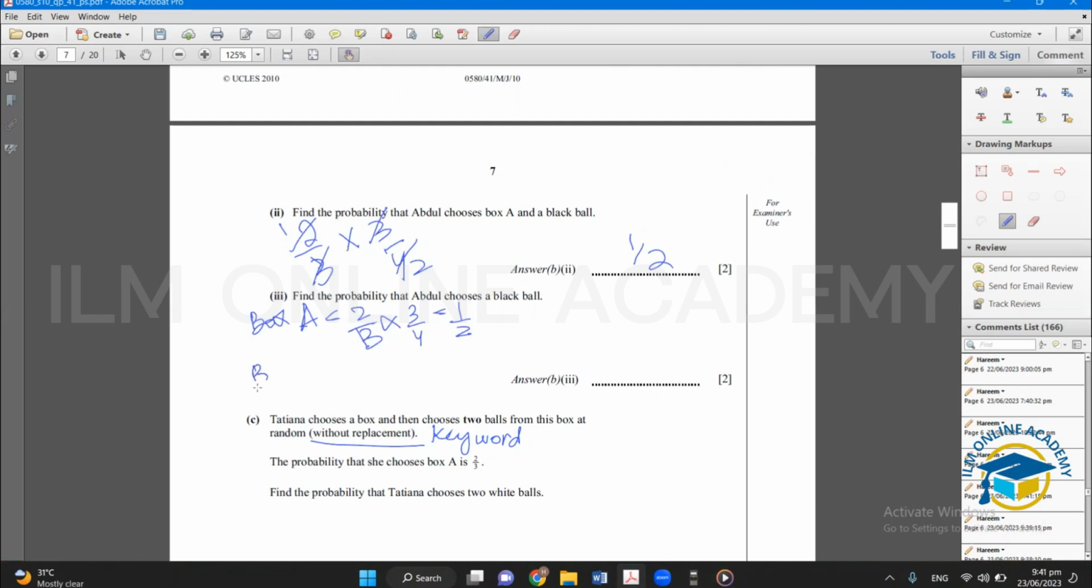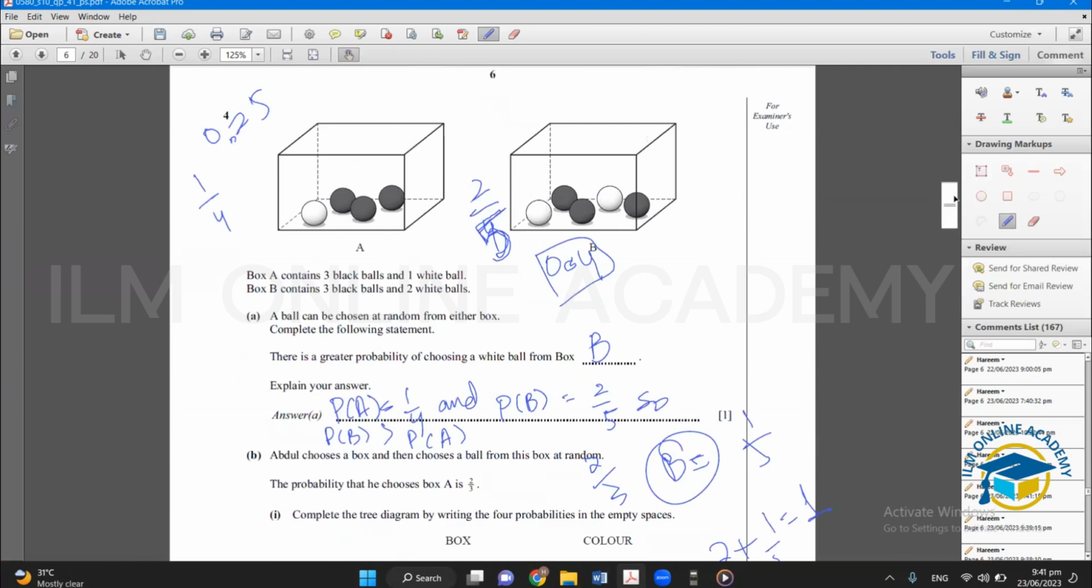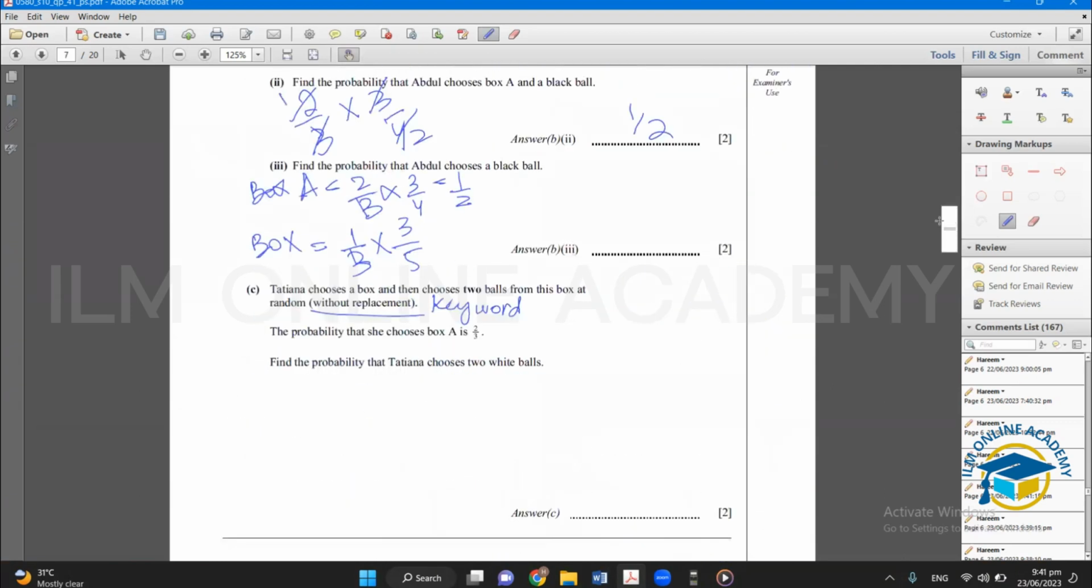And box B equals 1 over 3 multiplied by 3 over 5, because box B contains 3 black balls out of a total of 5 balls. Its answer is 1 over 5. The total probability is their addition: 1 over 2 plus 1 over 5 makes 7 over 10. That's the answer.